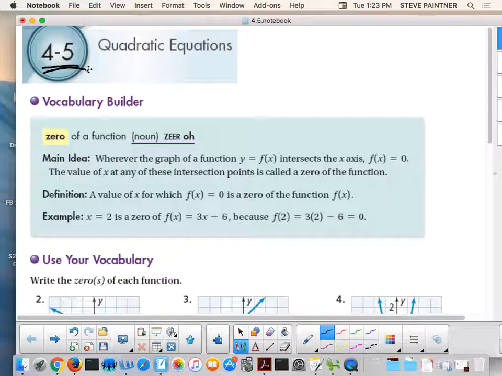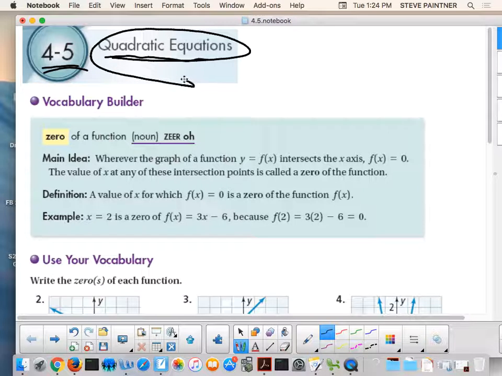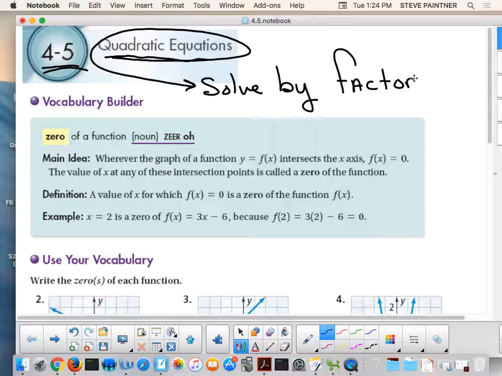All right. Now, here's what you're doing. You're going to take a quadratic equation, and I didn't write this, so you might want to write this down, and you're going to solve by what? Factoring. Okay. So your factoring skills that you learned in the last 4 days come into play right now. If you're good at factoring, this probably won't be too hard for you.